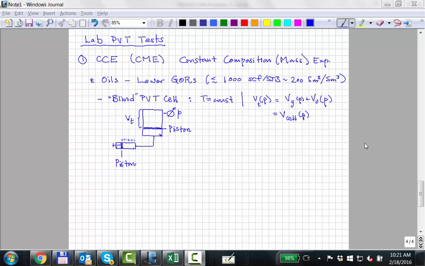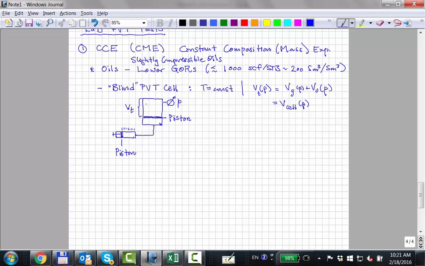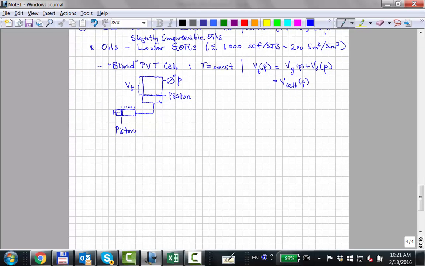So for these systems, which we'll call basically slightly compressible oils, we can use a blind PVT cell. And I've made a little cartoon sketch here. There are many different types of this blind cell. But basically you have a piston pump, and that will inject some kind of, call this a working fluid.